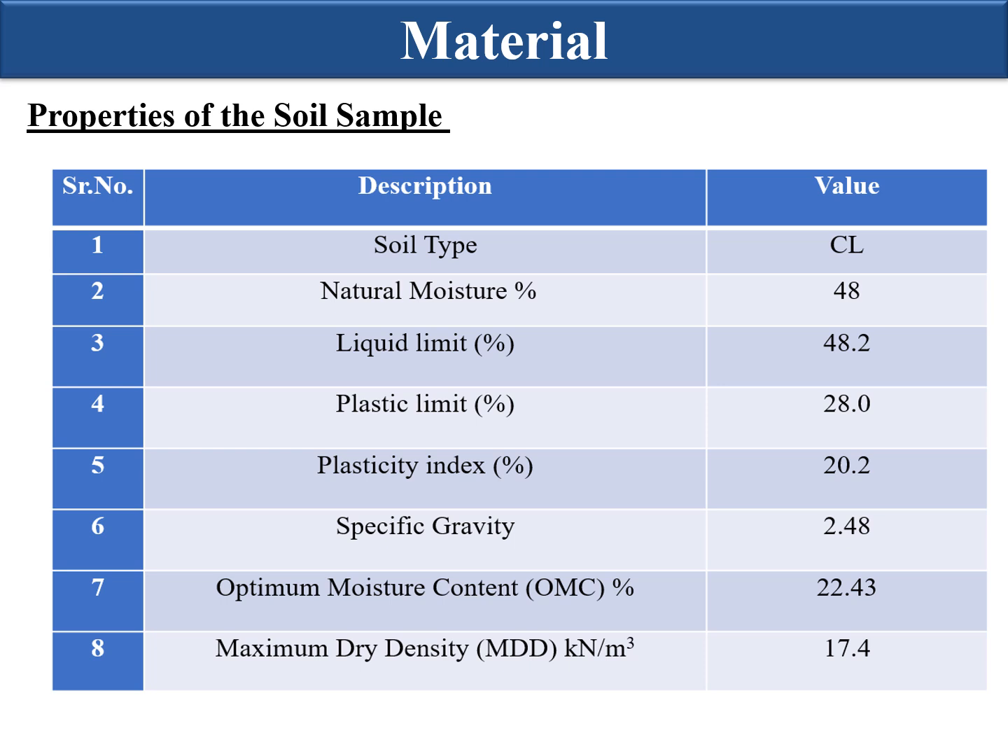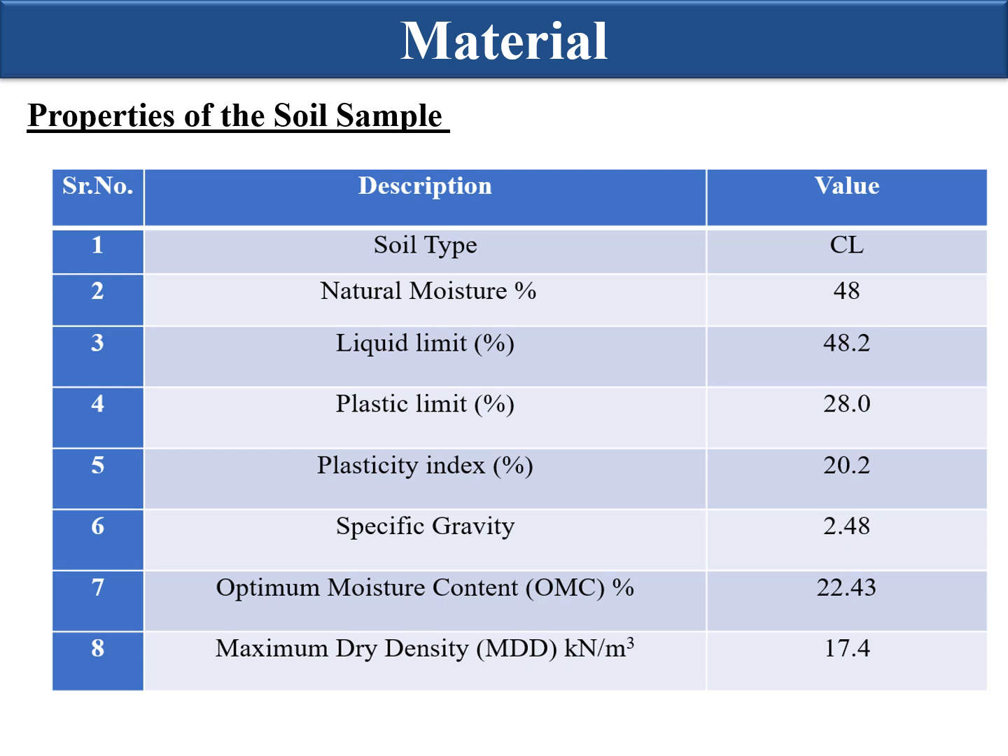Materials. Properties of the soil sample. Soil type CL. It includes gravel clays, sandy clay, silty clay, and lean clays. Natural moisture 48%, liquid limit 48.2%. Liquid limit is a water content where the soil starts to behave as a liquid. Plastic limit 28%. Plastic limit is a moisture content at which a fine grained soil can no longer be rolled without cracking. Plasticity index 20.2%.